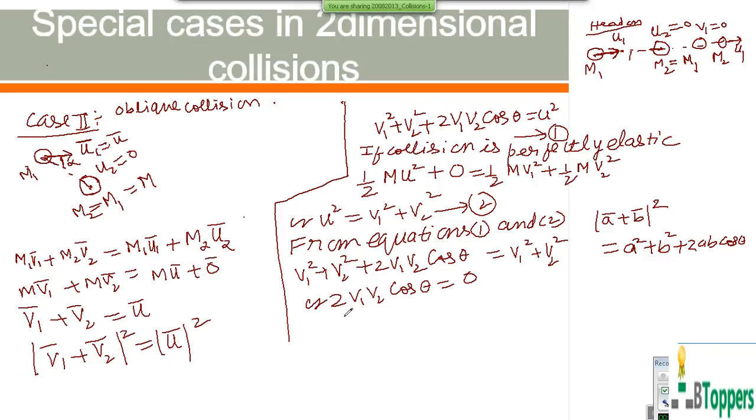The collision is perfectly elastic. So from equations 1 and 2, you can say that neither of the two quantities v1 or v2 can become 0 here when the two bodies have the same mass. Therefore, cos theta must be 0. Here theta is the angle between the two vectors v1 bar and v2 bar. So cos theta equal to 0 means theta equal to 90 degrees. That means after the collision, the angle between the velocities of the two colliding masses becomes 90 degrees. That means after the collision, the two colliding masses move in mutually perpendicular directions.